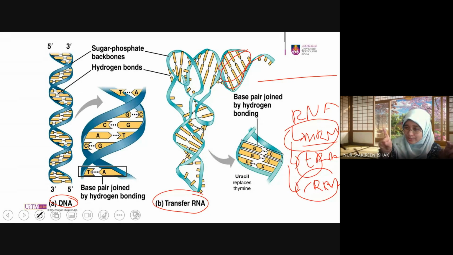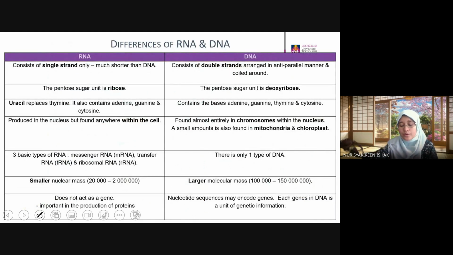Yeah, so it is actually a single strand that is folded into a specific shape to form the tRNA. In this table, it shows you the differences between RNA and DNA. As you can see, DNA is double-stranded, which is two strands running anti-parallel to one another, and the molecule is helical, coiled. As for the RNA, it consists of only a single strand, much shorter, because its function is just to copy the information from the large molecule of DNA.